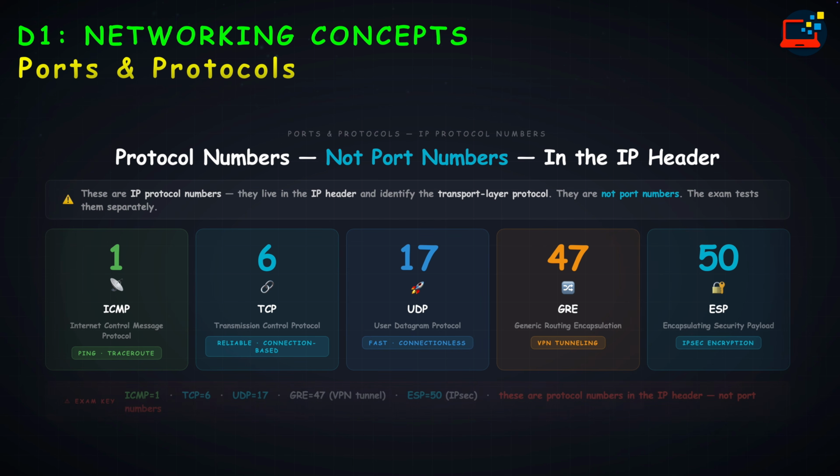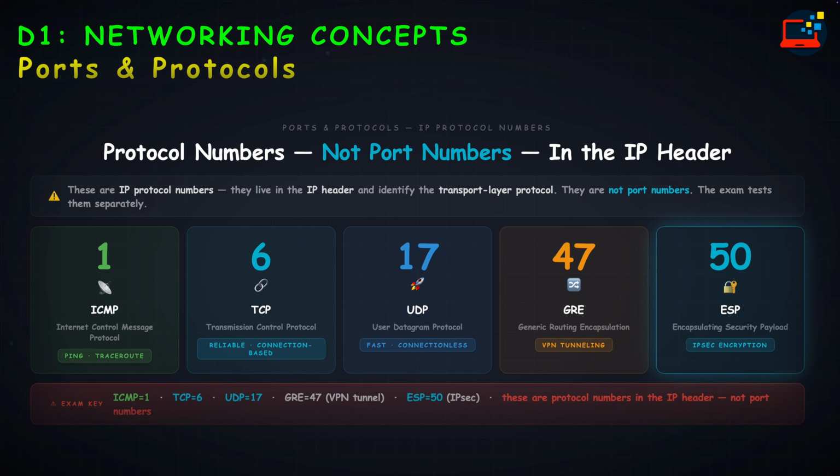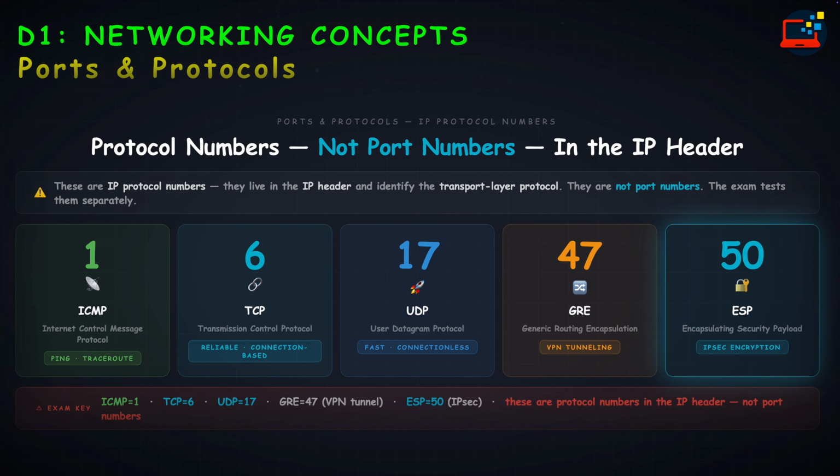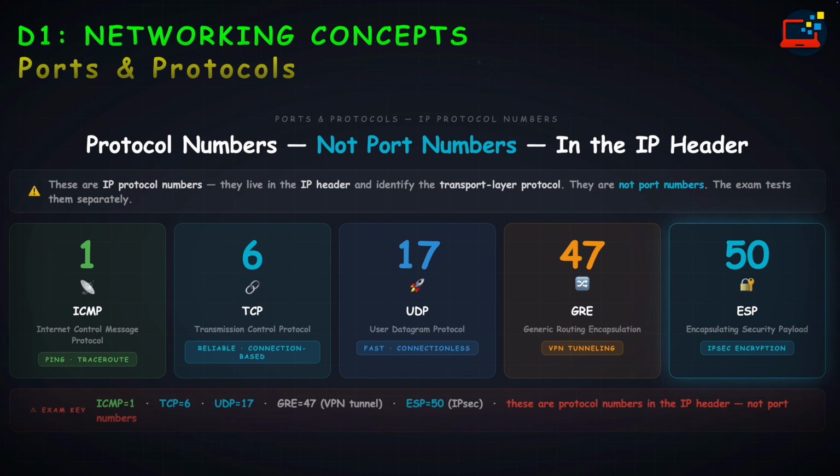The IP protocol numbers are also tested. TCP is protocol number 6. UDP is protocol number 17. ICMP, Internet Control Message Protocol, is protocol number 1. GRE, Generic Routing Encapsulation, is protocol number 47. ESP, Encapsulating Security Payload used in IPsec, is protocol number 50.